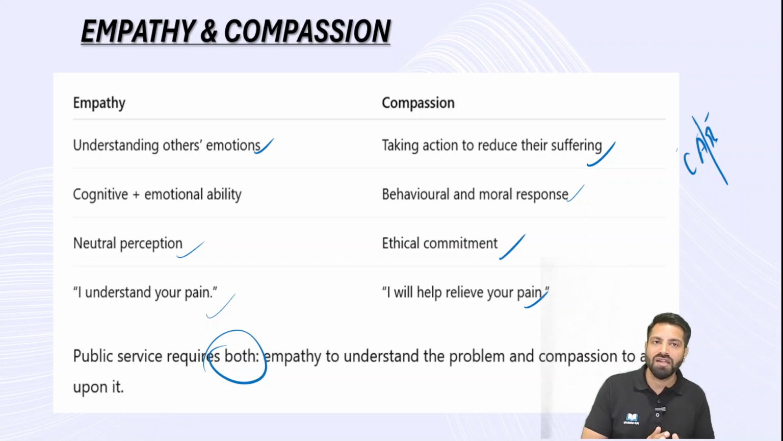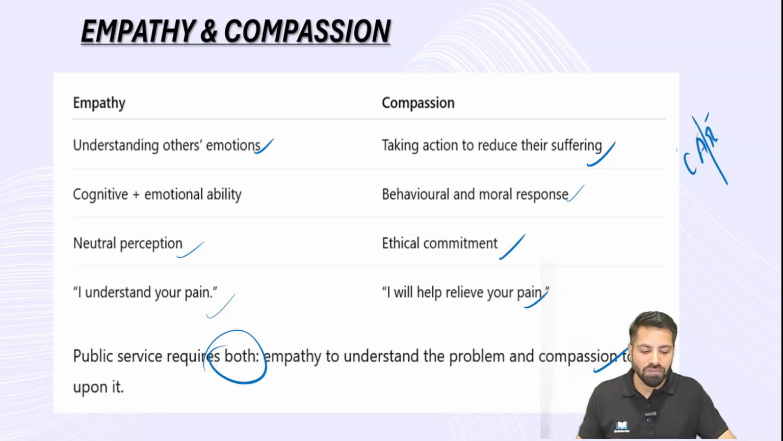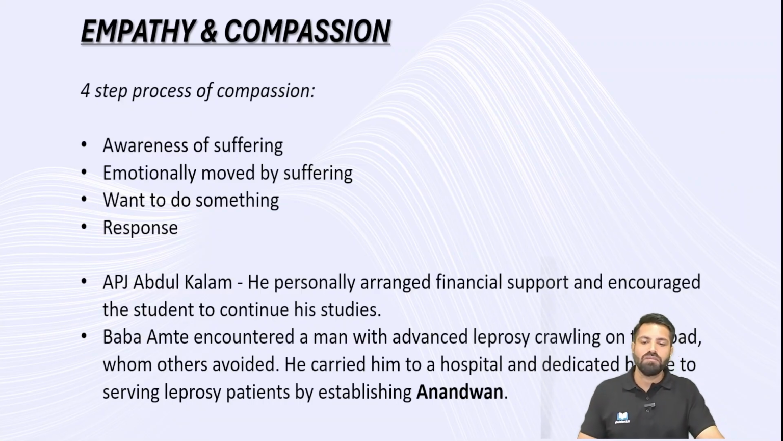Next, compassion is that once I understand, I act accordingly. Now I understood there is no hospital, then in order to help you out, I have to have this compassion. When I have this compassion, I find a solution for your problem. So empathy and compassion. Again, this compassion involves four steps. What are the four steps?